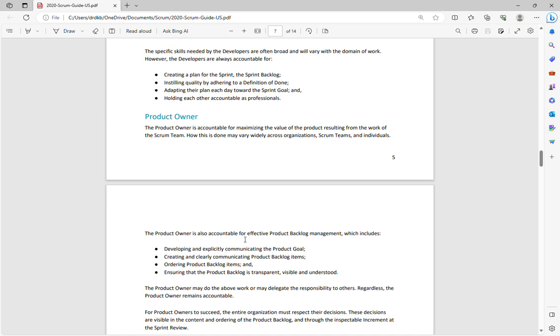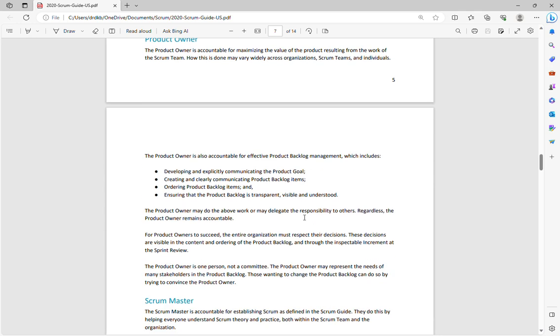Now the product owner is also accountable for effective product backlog management. It is the responsibility of the product owner completely. What is a product backlog? A list of requirements that the team would work upon to meet the product goal, and developing and explicitly communicating the product goal. So the product owner is responsible for the product goal and the roadmap. The product owner holds the overall product vision. So they are in charge of defining how to best reach the vision and refining the product roadmap basically.